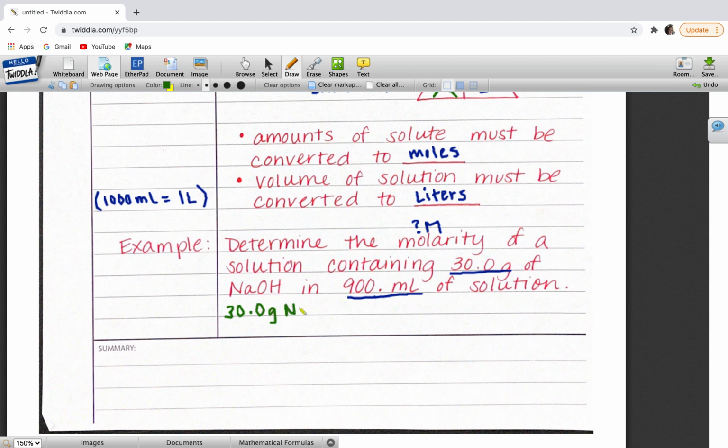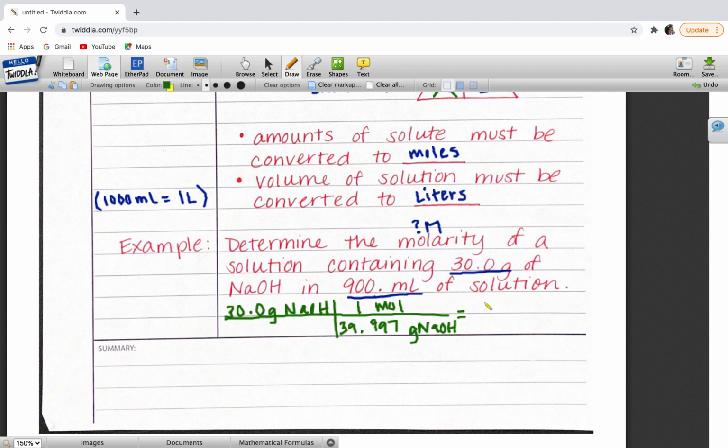And so I'm going to take 30 grams of NaOH and convert it to moles. Now, if I have grams of sodium hydroxide up there, then I need grams of sodium hydroxide here, and that's going to come off of the periodic table. So I'm going to add together 22.99 because that's the mass of sodium. I'm going to add 15.999 because that's the mass of oxygen, and then I'm going to add 1.008 because that's the mass of hydrogen. And so what we get as a total mass of sodium hydroxide is 39.997 grams. That's equal to 1 mole of sodium hydroxide.